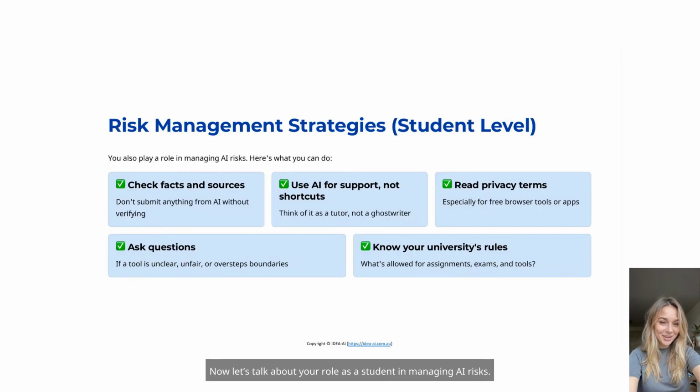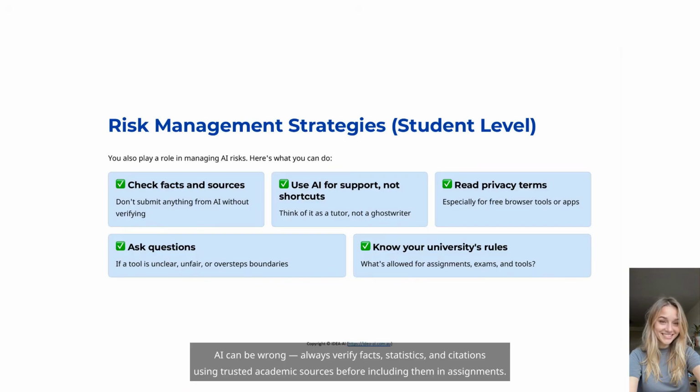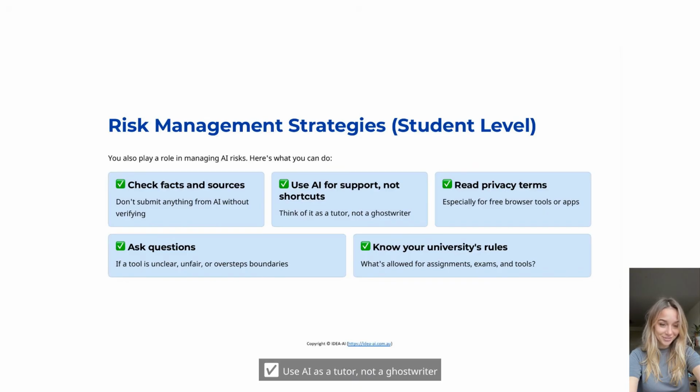Now, let's talk about your role as a student in managing AI risks. You're not just a passive user, you're a decision maker. Here's what you can do. Fact-check AI-generated content. AI can be wrong. Always verify facts, statistics, and citations using trusted academic sources before including them in assignments. Use AI as a tutor, not a ghostwriter. Let AI help you brainstorm, clarify ideas, or suggest improvements. But don't rely on it to write your assignments for you.